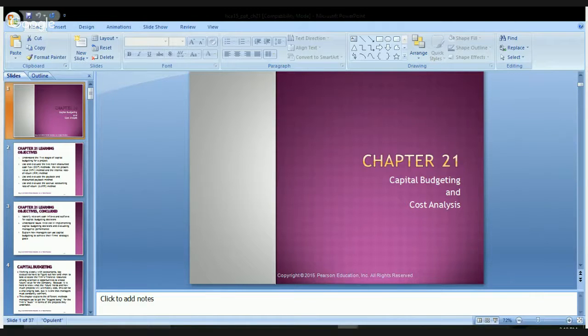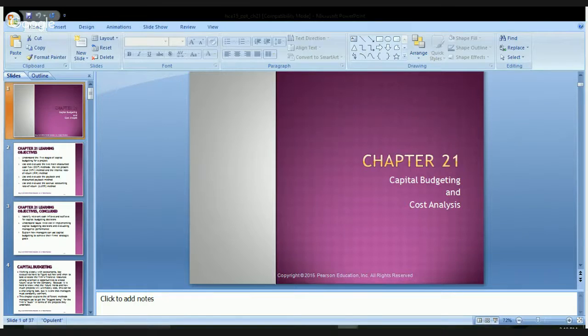New products often require additional investments in current assets, such as inventories and receivables. Working capital in this chapter refers to the difference between current assets and current liabilities. Any additional investment required for the project will be included in that project's cash flow.